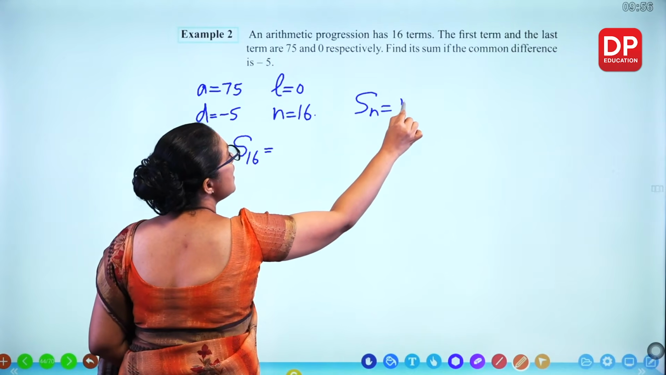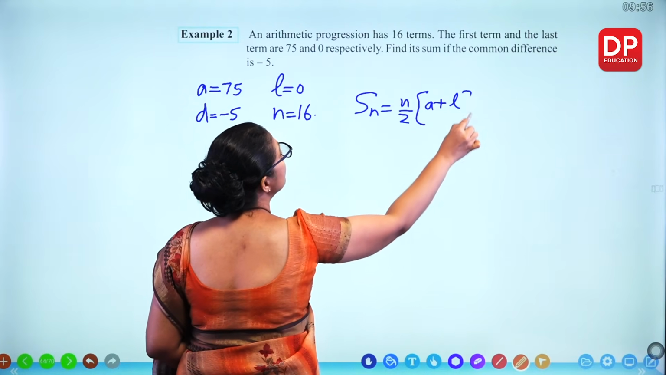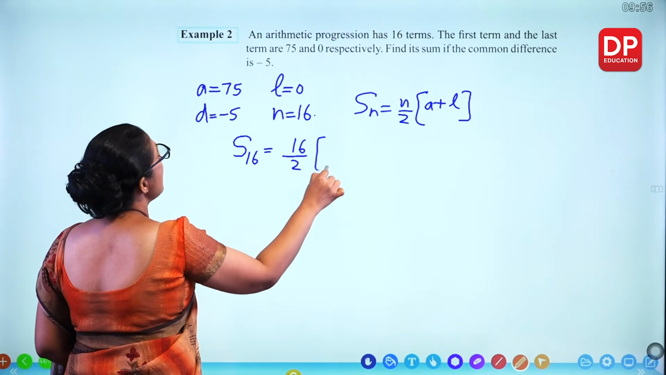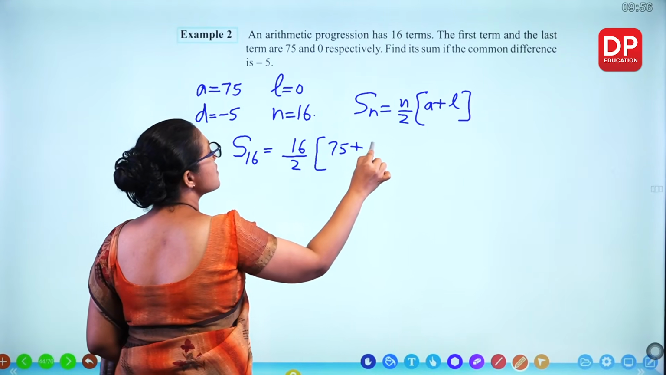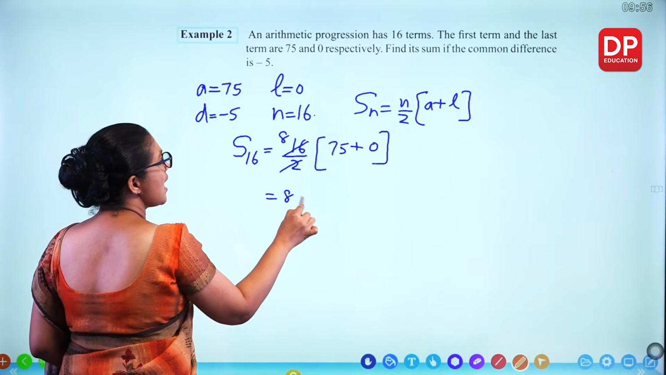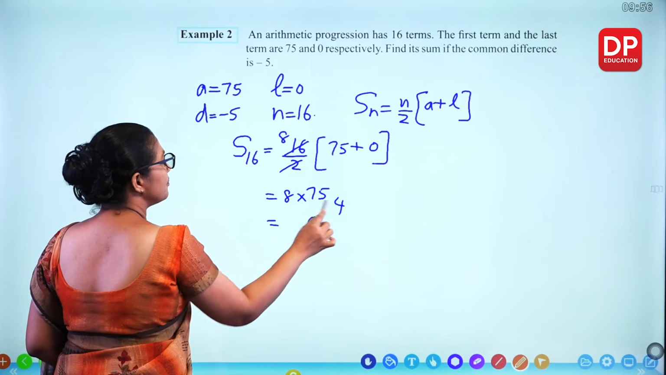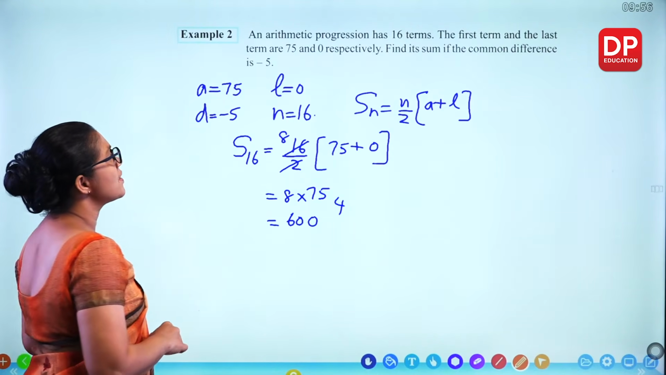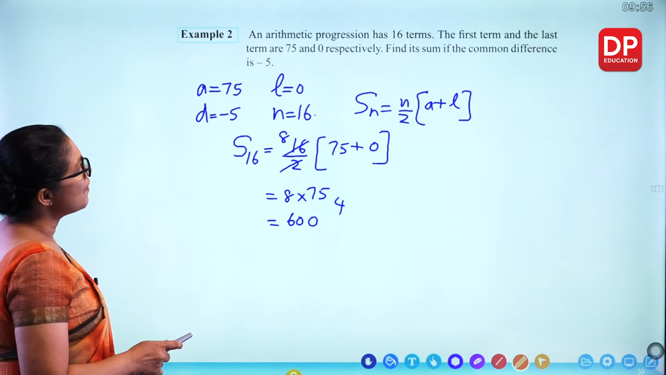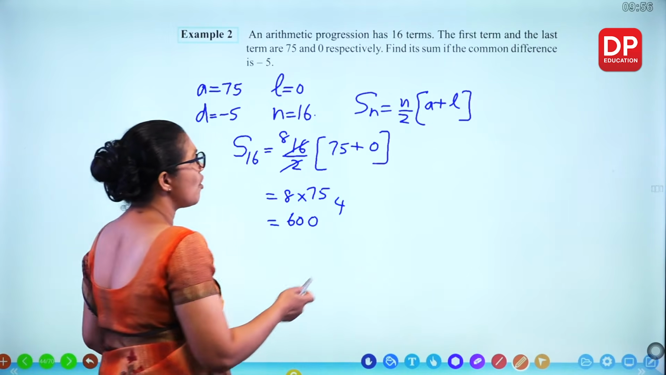S16 is equal to, we can use the first formula as well. Sn equals n over 2 times (a plus L). n is 16, a is 75 and the last one is 0. So what's the sum? 8 times 75. So the sum of the first 16 terms is 600. Either you can do it this way, or since the difference is also given, you can use the other formula as well.